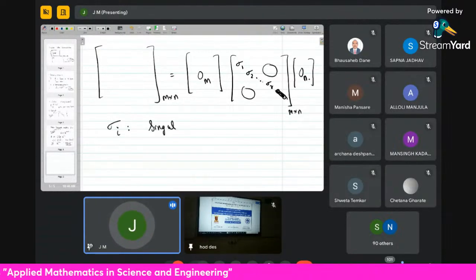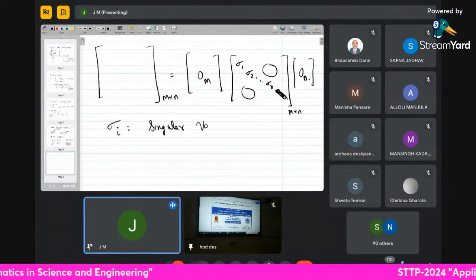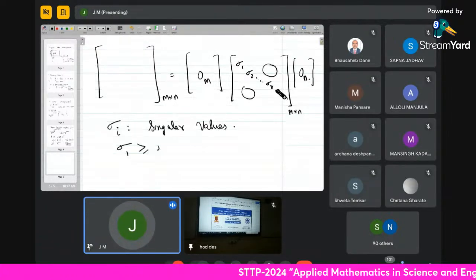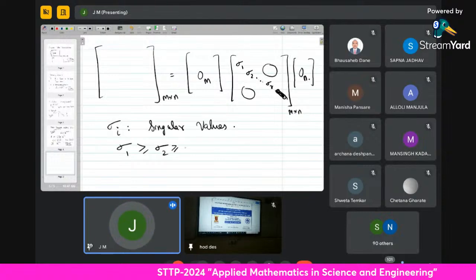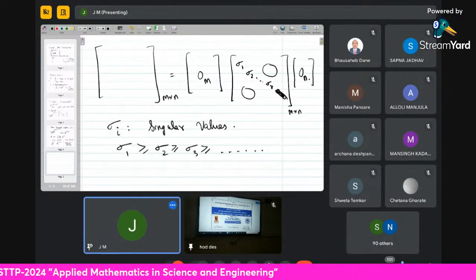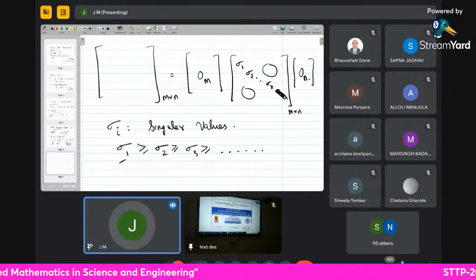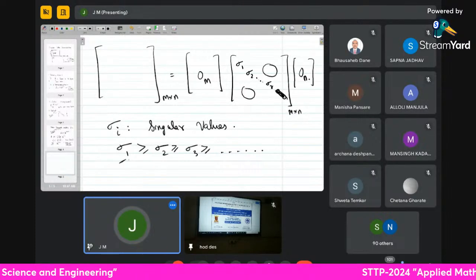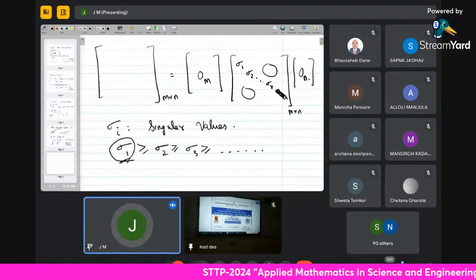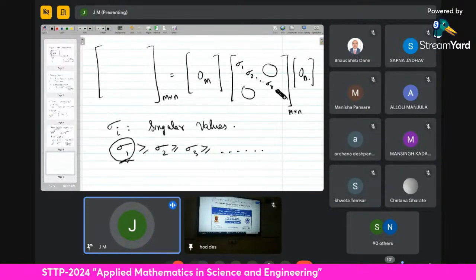One can Google why the name singular. And as a best practice, we always arrange them in decreasing order, or rather non-increasing order, because I'm writing greater than or equal to. Okay, this stores lots of information, and we will see that during applications. So that's why this is the usual trend, that we write in non-increasing order.